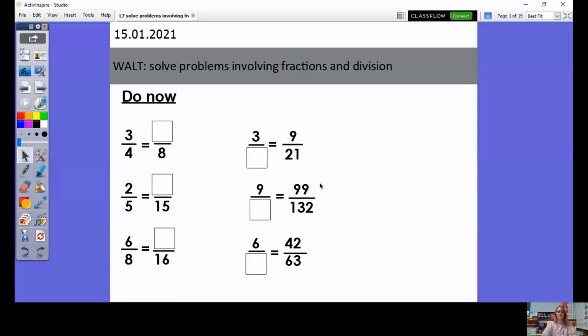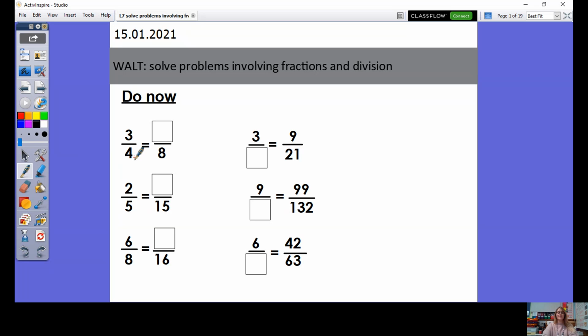On your screen, you have your do now. So we're just going to recap yesterday's learning. So remember, I need to multiply the numerator and denominator by the same number, or it might be dividing them by the same number if you're trying to find the one on this side. So let's just quickly recap with the first question together.